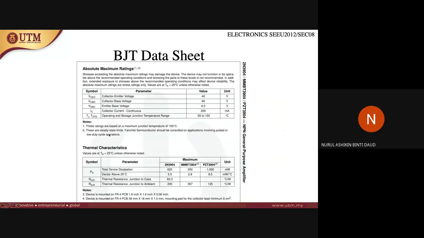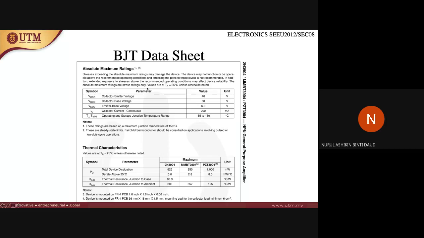So before we end, this is an example of a BJT data sheet. When you buy any transistor in the market, it will come together with the BJT data sheet. Inside this data sheet, you will get the value of VCEO, the collector-emitter voltage, which is 40, and VCB, the collector-base voltage, all will be given to you. You can see here, right? This is the example of the parameter for each voltage at each junction. Also, there's power dissipation and so on.